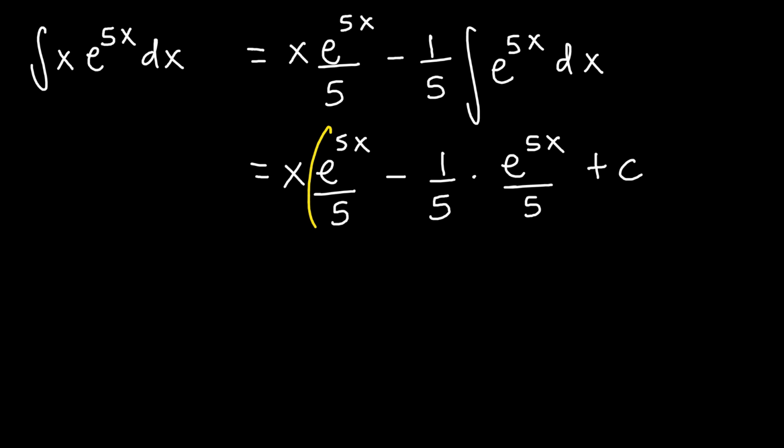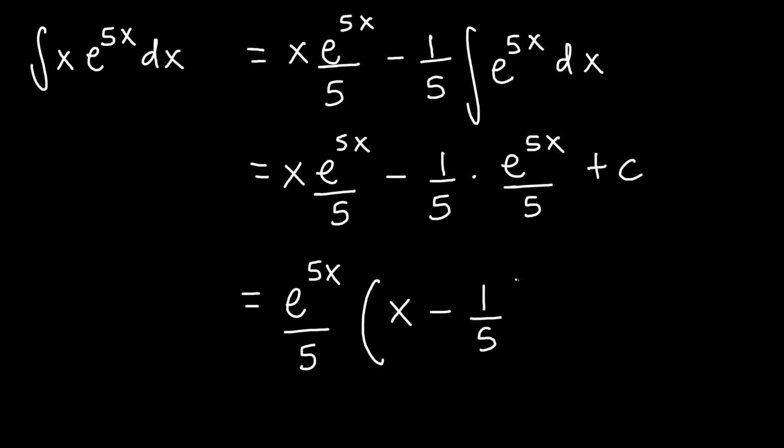And as you can see, e to the power of 5x divided by 5 is a common factor. So let's pull it out. This will give us e to the power of 5x divided by 5 into, for the first part we shall remain with x, and for the second part we shall remain with 1 divided by 5, plus c. And that's our answer.